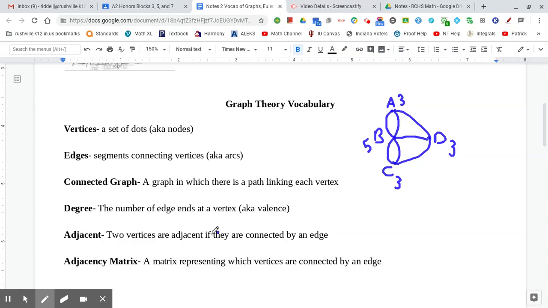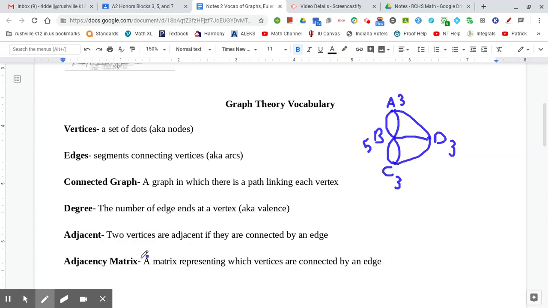Adjacent: two vertices are adjacent if they are connected by an edge. That's just your basic definition of adjacent. Two rooms are adjacent to each other if they have a shared wall. So vertices are adjacent if they are connected by an edge. The only vertices I see on here that are non-adjacent would be A and C because there is no bridge going directly from A to C. However, A to B, those are adjacent. B to C, those are adjacent. B to D, those are adjacent, and so on.